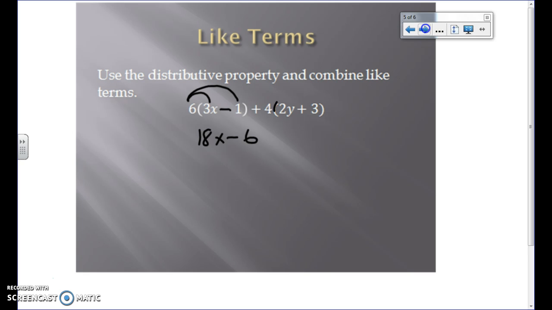And then again, I don't have any operations inside these parentheses that I can simplify. So to get rid of those parentheses, or to remove them, I need to distribute. So in this case, I'm going to distribute the 4. Plus 8y and plus 12.